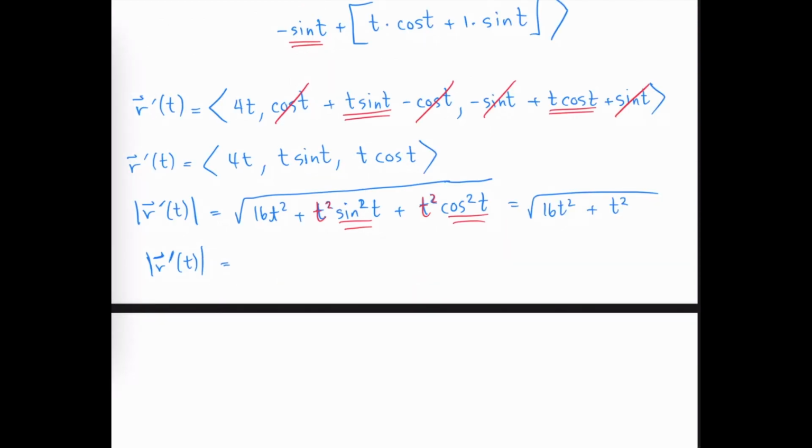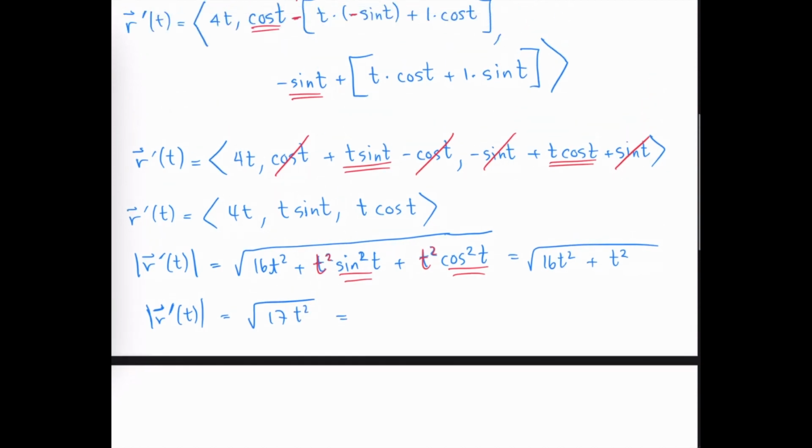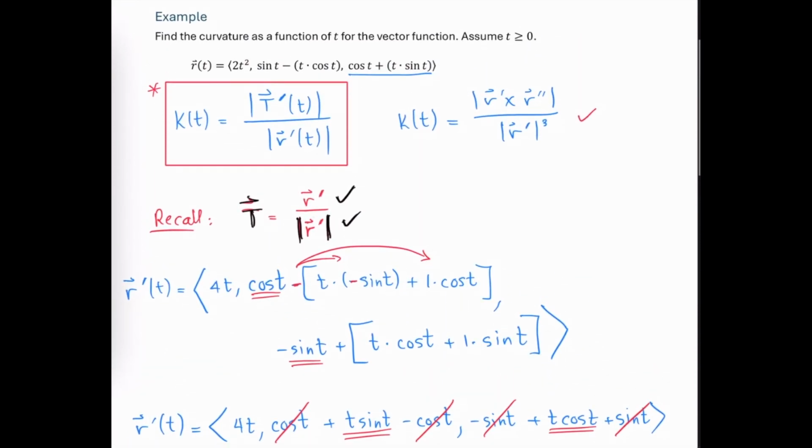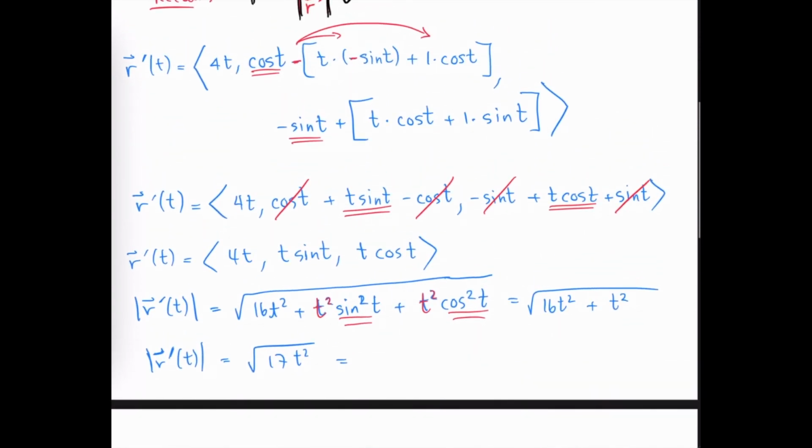So the magnitude of this derivative vector function is the square root of 17t squared, and back at the beginning there was the declaration that we were assuming t was a positive quantity, which means that the square root of t squared is just going to be t, and there's no need for absolute value bars around that because the t value itself is already positive.